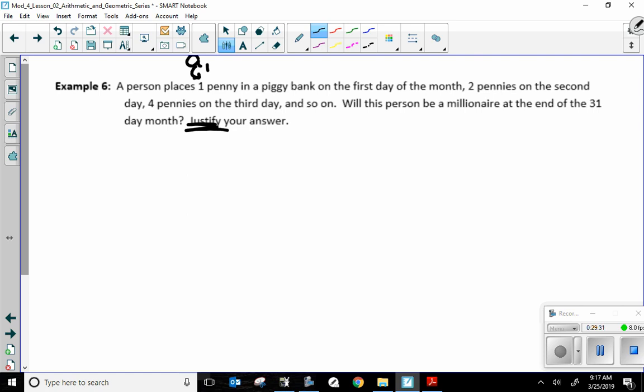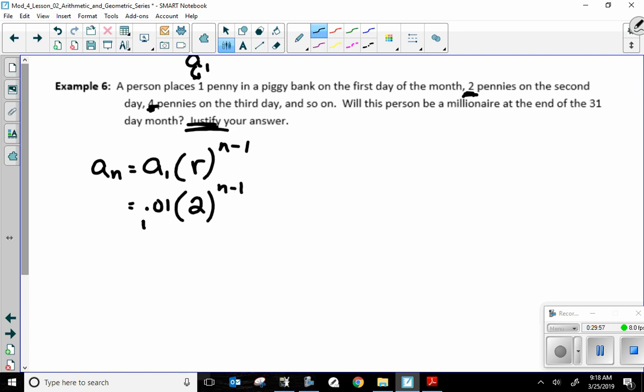with 1. Then I go to 2. Then I go to 4. It looks like it's doubling, or multiplying by 2 every day. So I have a geometric sequence. I take my first term times the common ratio to the n minus 1. The first term is 0.01, a penny, times my common ratio, which is 2 because I'm doubling, to the n minus 1.